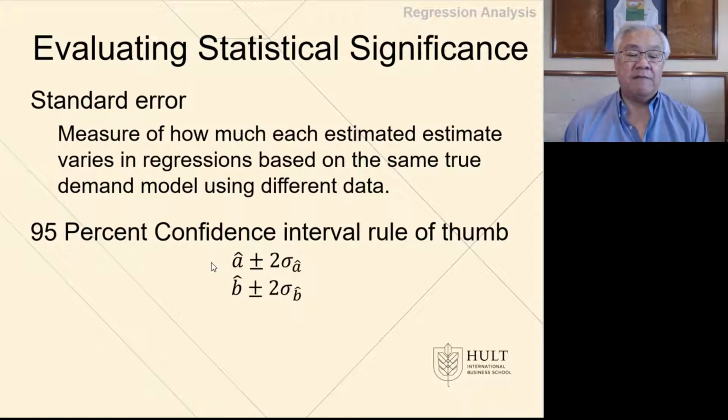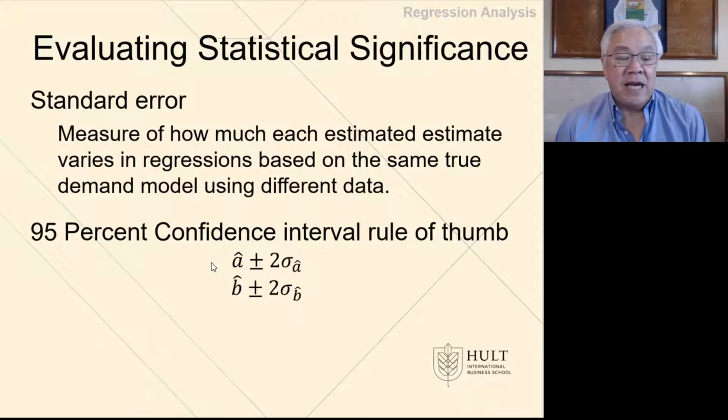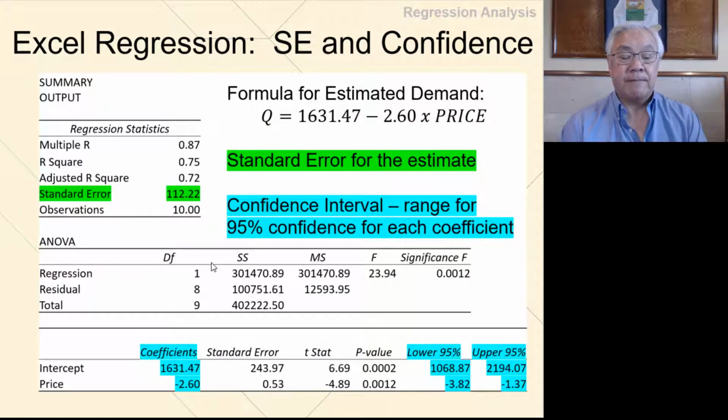Next we're looking at significance, where we look at standard error and confidence intervals. Standard error is how much the estimated amount would vary based on the true demand model. And the 95% confidence is, given plus or minus 2 standard deviations, how sure we are about this result. And here we have the range for the coefficients. The standard error is 112 for the overall model. And for the first item, the constant, the coefficient could be as low as 1068 or as high as 2194. Pretty wide swing, actually.